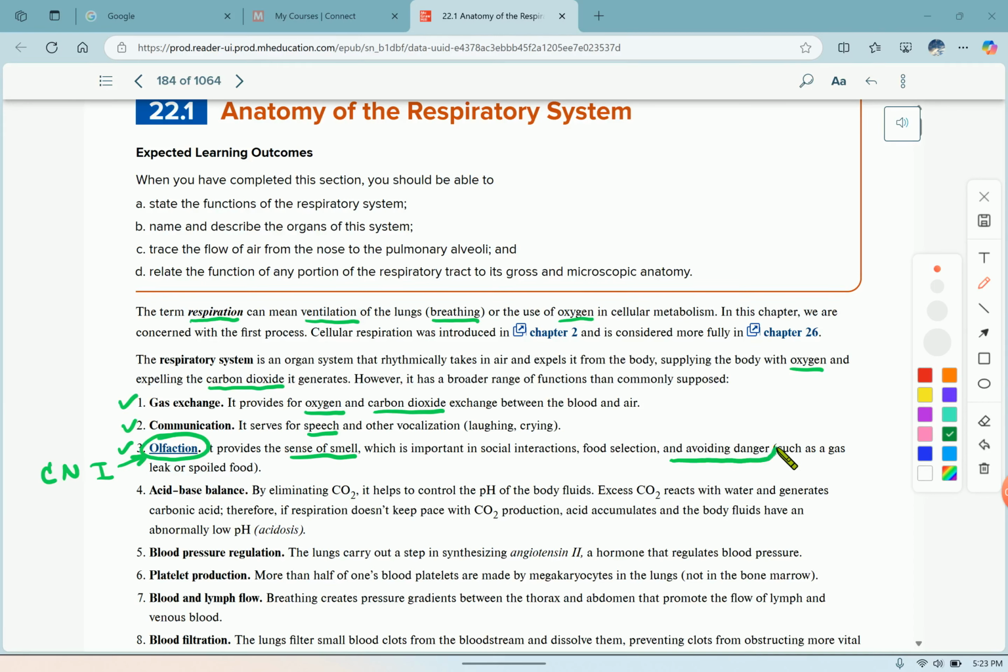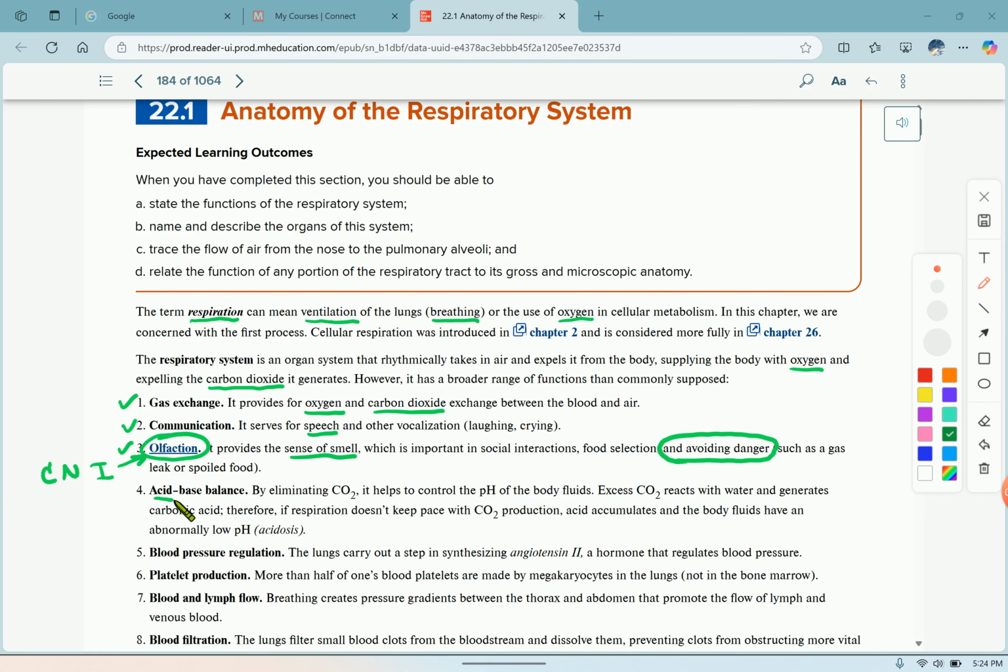This is actually an interesting concept here. One of the functions of smell is defense. So it does help us to avoid danger. An example of that would be you can tell if something smells bad that, innately speaking, you're just going to avoid eating whatever is rotten. And smell is going to help you with that.